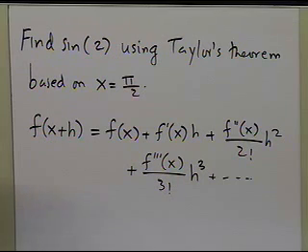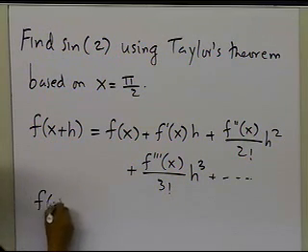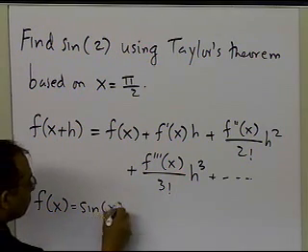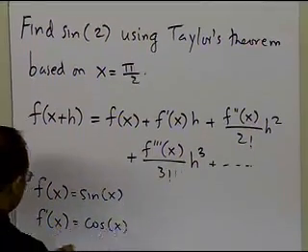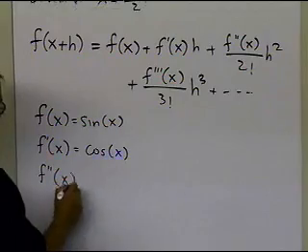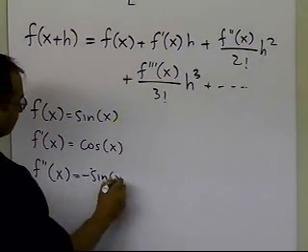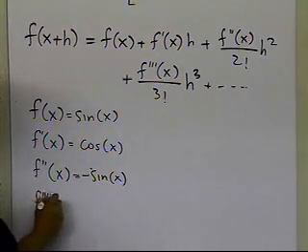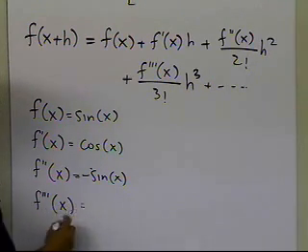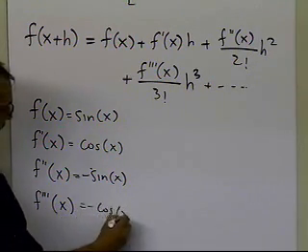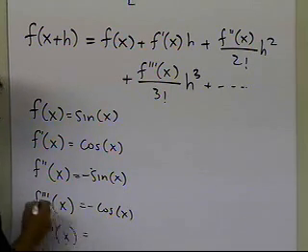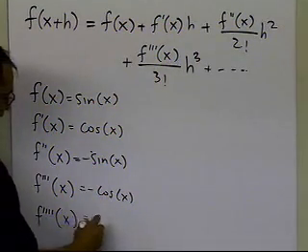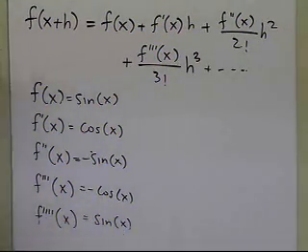So if I'm looking at this particular example here, my f of x is nothing but sine of x. And I'm going to calculate my derivatives of the function: f prime of x is cos of x, f double prime of x is minus sine of x, then f triple prime, the third derivative, is minus cos of x. And let's suppose I take one more term: the fourth derivative of the function is sine of x.